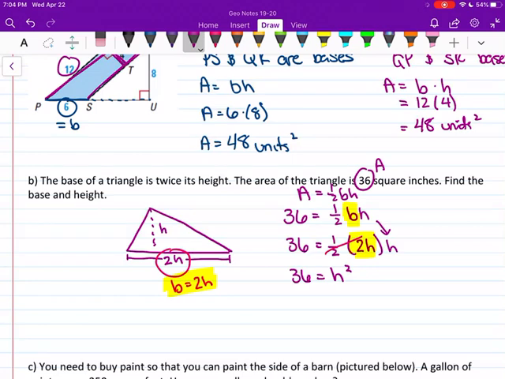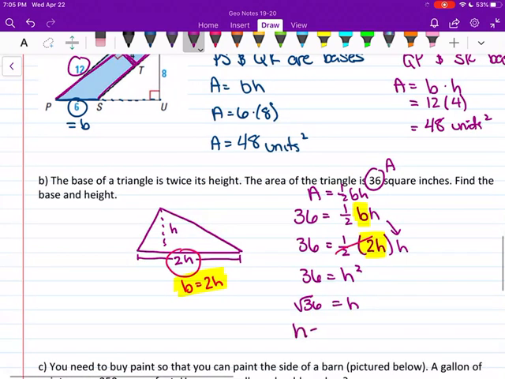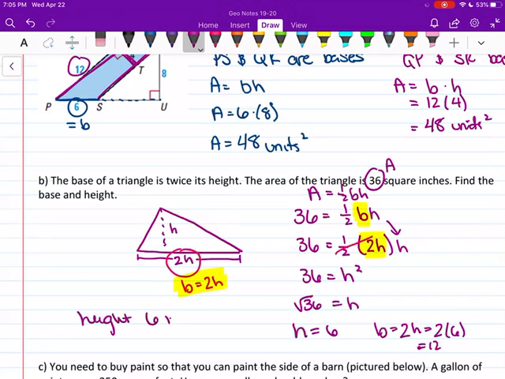How do I undo squaring? I take the square root of both sides. So H is the square root of 36. So my height is 6. And then my base is 2 times 6, which is 12. So my height is going to be 6 inches, and my base is going to be 12 inches.